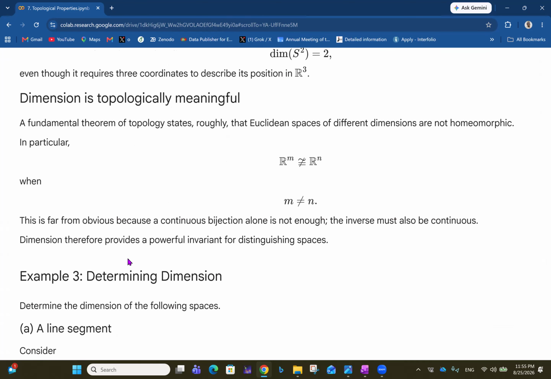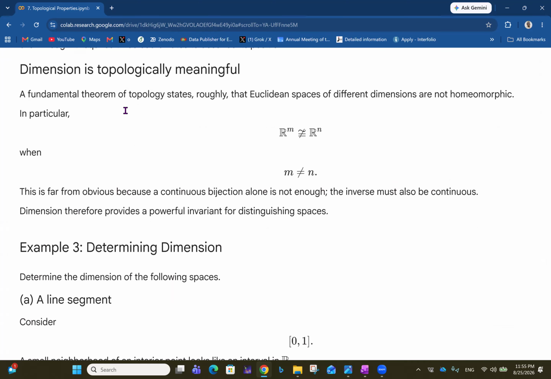So dimension is topologically meaningful. A fundamental theorem of topology states roughly that Euclidean spaces of different dimensions are not homeomorphic. So Euclidean spaces of different dimensions are not topologically equivalent. In particular, m-dimensional real space is not homeomorphic to n-dimensional real space when m is not equal to n. So m has got to be equal to n for these two to be homeomorphic. This is far from obvious because a continuous bijection alone is not enough. The inverse must also be continuous. Dimension, therefore, provides a powerful invariant for distinguishing spaces.